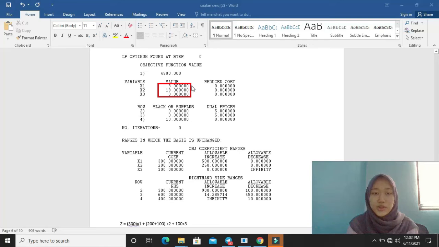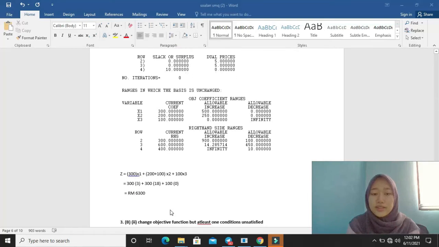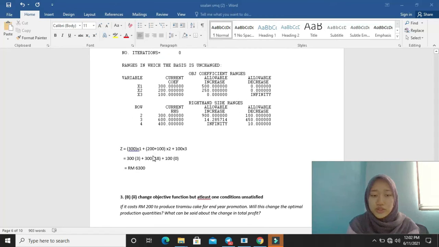Alright, we show it here. And the value of Z is 300 X1 plus 200 X2 plus 100 X3. So we just substitute the values of X1, X2 and X3 that we obtained here, 3, 18 and 0, into the equation and we obtain the value of Z is 6,300 ringgit.